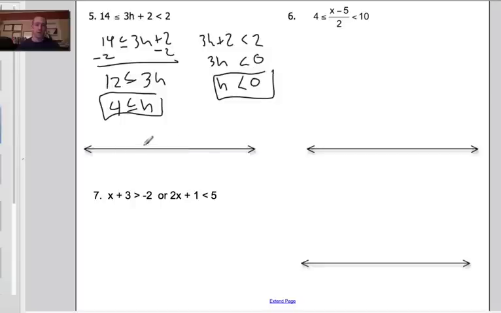So h less than 0 would be this. h less than or equal to 4 would be this. Since they have to both be true, what we're going to do is graph from here on. That's where they have to both be true.